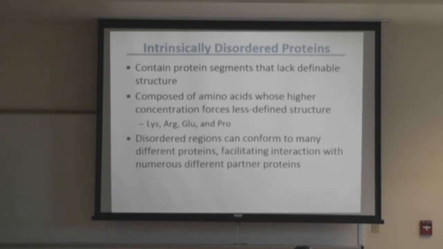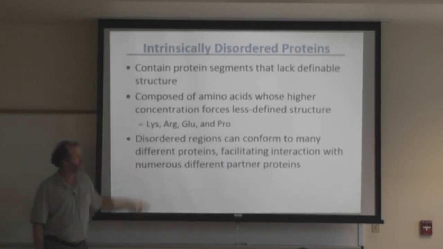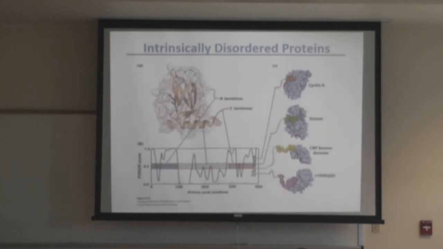Yeah, it can exist in that cis or trans conformation. I think we talked about last time, but you can't get rotation around the psi or phi bonds like you can with basically all the other amino acids. So disordered regions can conform to many different proteins, facilitating interaction with numerous different partner proteins. And I think the example they have here for that is, what is this again? So it's basically this P53 protein. Have you guys heard of that?